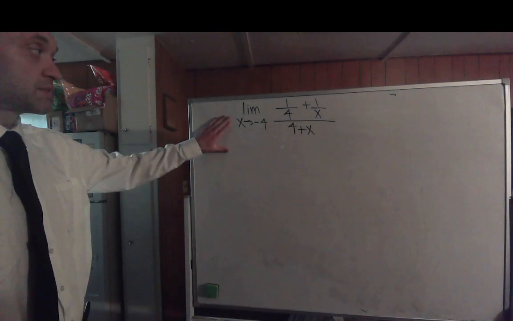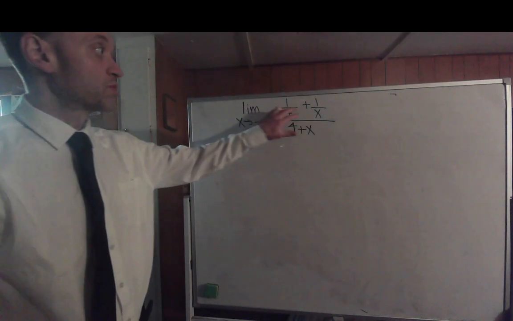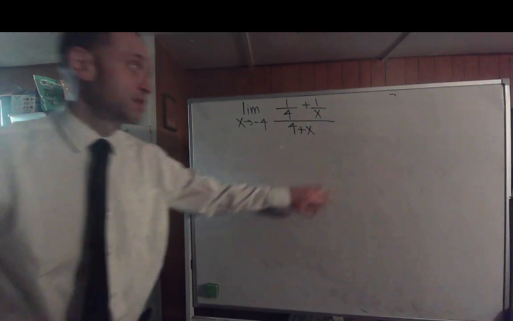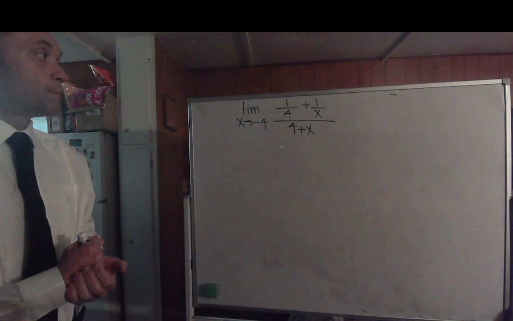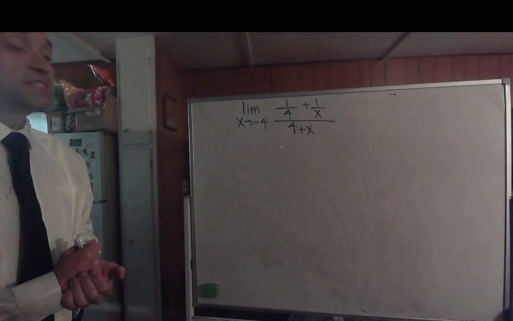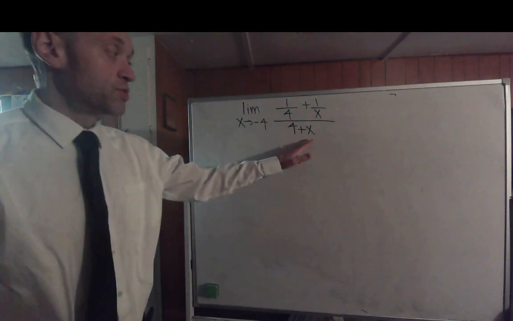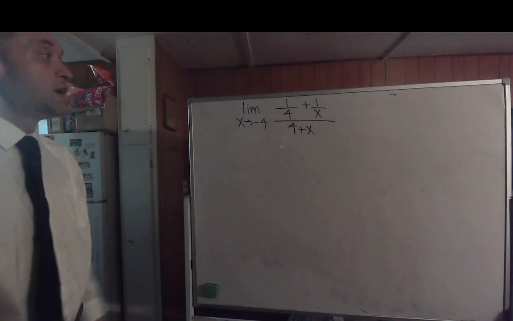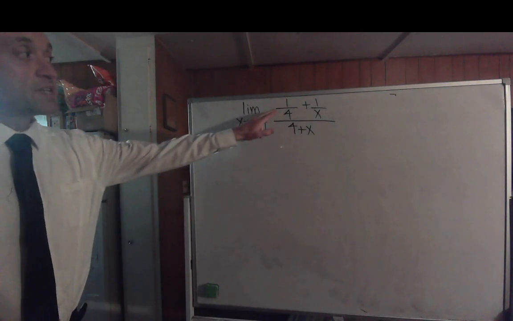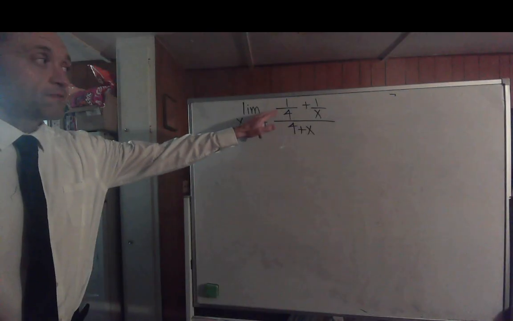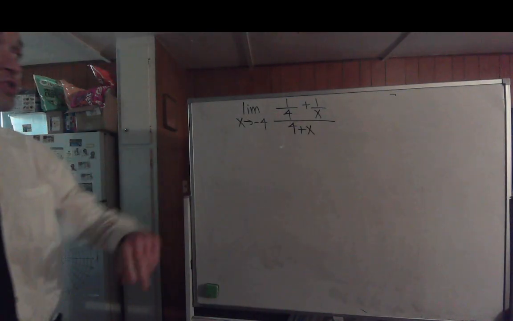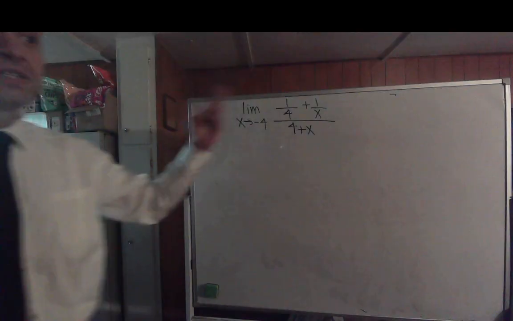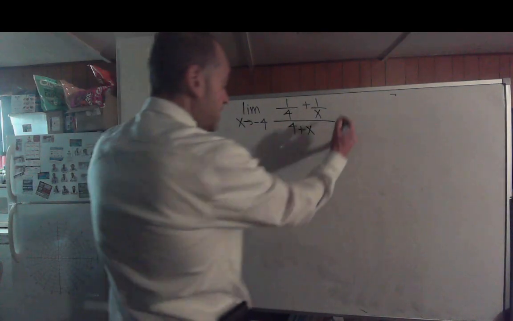The limit as x approaches -4 of 1/4 plus 1 over x, that's all your numerator, divided by 4 plus x in your denominator. Well, I think it's definitely safe to say we're not going to be able to do direct substitution. You would end up getting 0 over 0. That's undefined. But let's look at the numerator. We definitely need to get a common denominator for the numerator. You have two denominators of 4 and x, so that means the common denominator would be 4x.